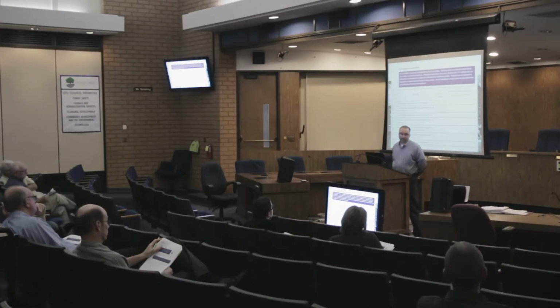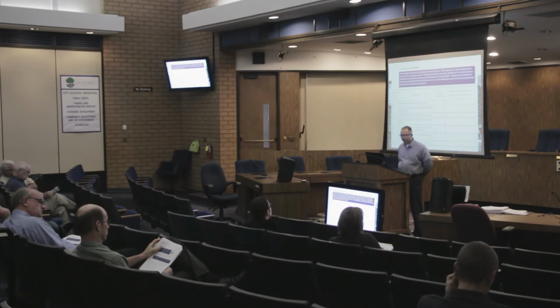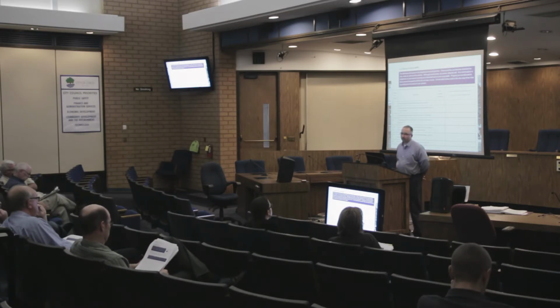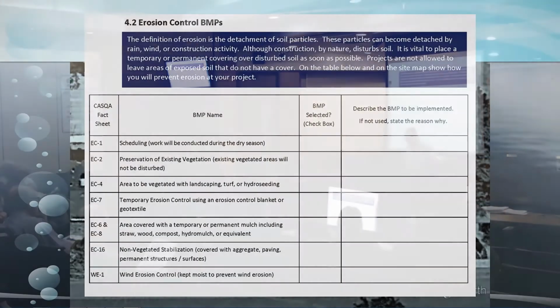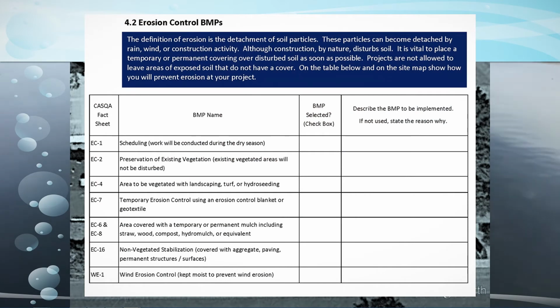Now, these are some options. It's not mandatory to select them all, or even necessarily to select any certain number of them. What is mandatory is that you do provide that effective soil cover as soon as possible. And so how this worksheet works is that you need to select the BMPs you're going to use, indicate which ones you're going to use, and then in the last column there, describe what you're implementing, maybe a little more detail on that, and if you're not using it, why. So let's go through the first one.